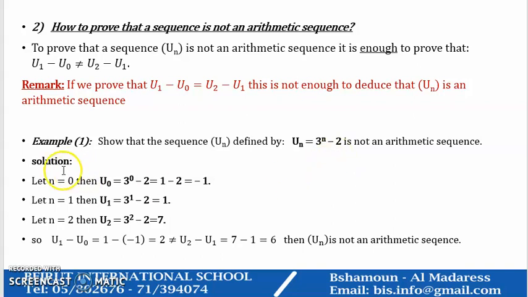Here what I'm going to do is take values of n, starting with n = 0. For n = 0, we obtain u0 = -1. For n = 1, u1 = 1, and for n = 2, u2 = 7. I'm going to take the difference between the first two consecutive terms, u1 and u0, which is 2. If we take the difference between u2 and u1, the difference is 6. Here I have two consecutive terms whose difference is 2, and another two consecutive terms whose difference is 6, so this is not an arithmetic sequence.